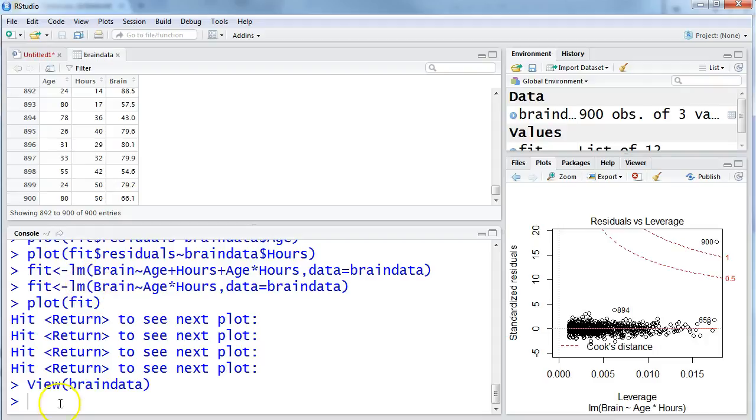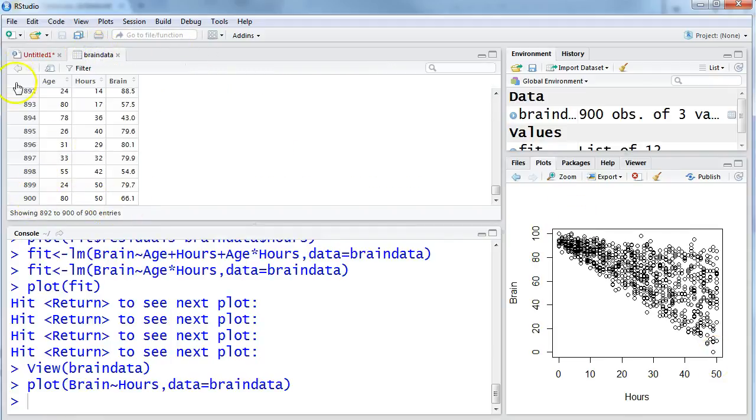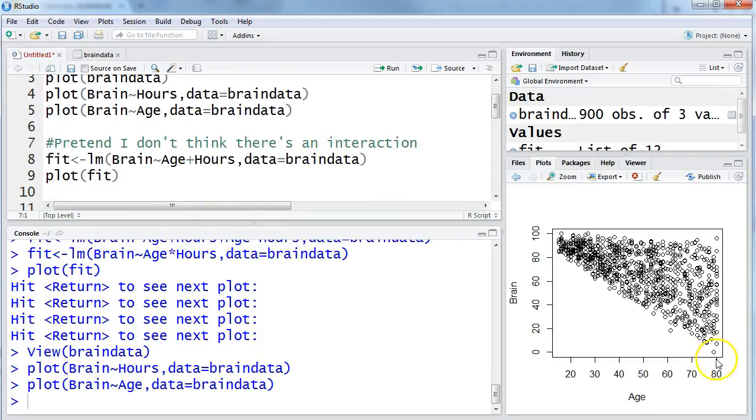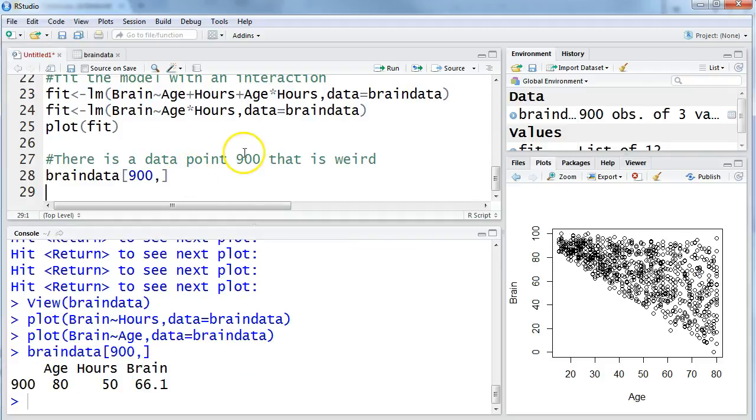Okay, that might seem like a lot, but if we look at the data points, people who work 50 hours a week and have a brain function of 66.1, that's not unusual. There's our data point right there. What about 80-year-olds who work 66 hours? Let's see, brain function 66 for an 80-year-old. That's not unusual. There's something about both of those characteristics together that makes this one data point weird.